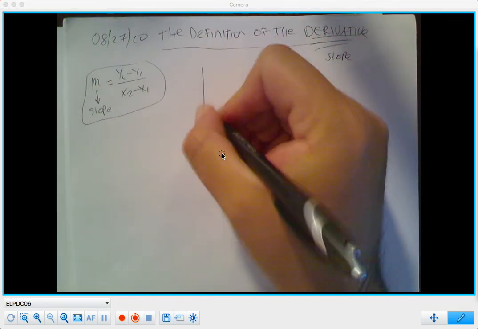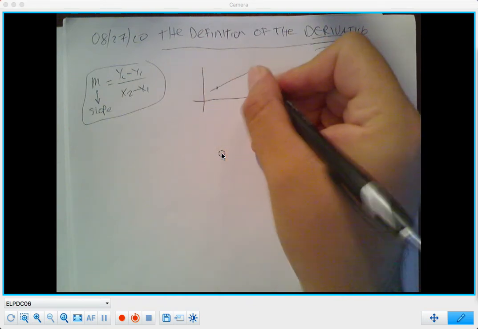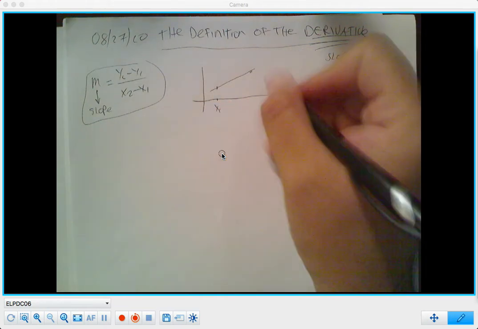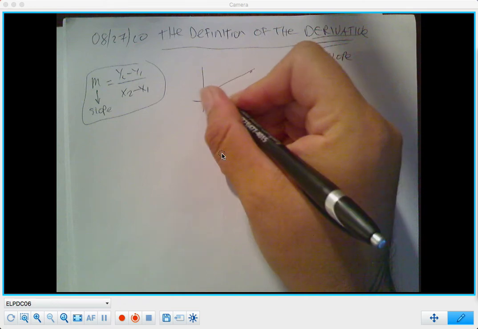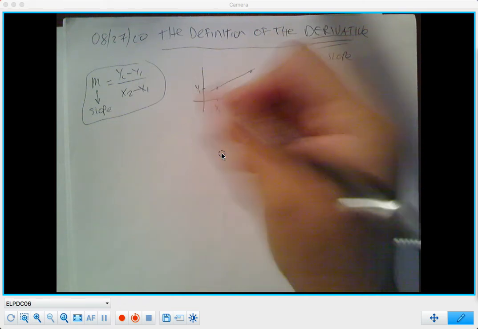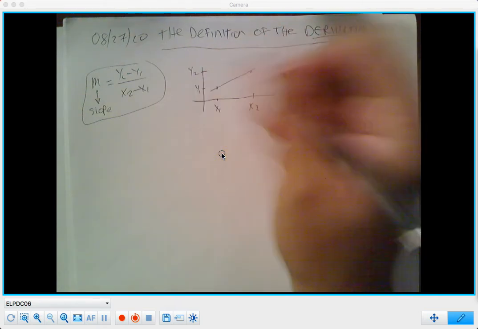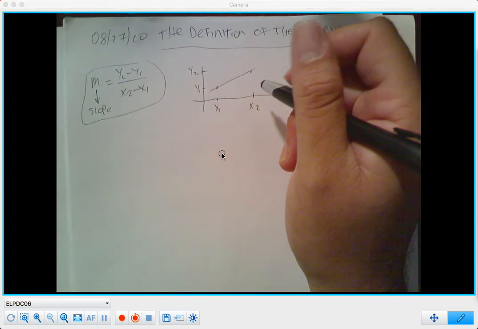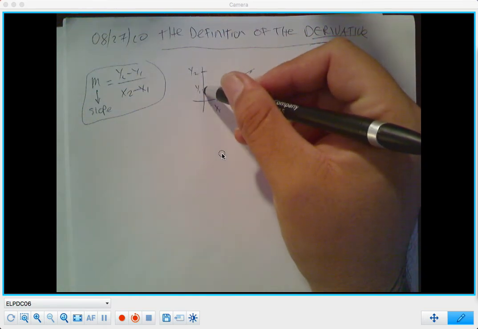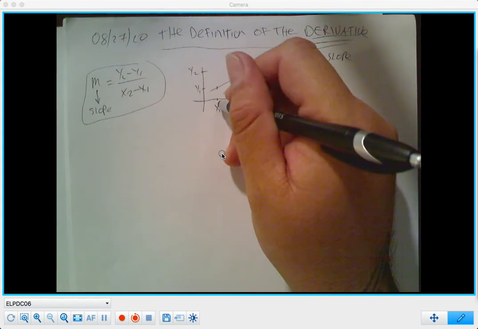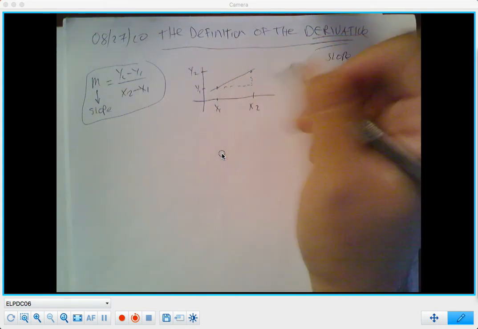So if you think about it, if you have a function that looks like this and you pick 2 points, we can call this x1, we can call this x2, and if this is x1, the y coordinate would be y1, and this is x2, the y coordinate will be y2. So that's how we get y2 minus y1 over x2 minus x1. That's how you get the slope, which would be this. Okay?